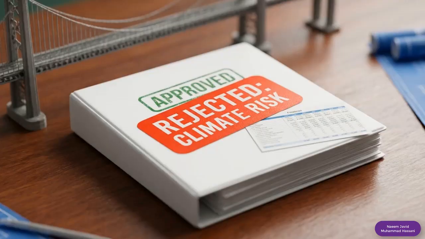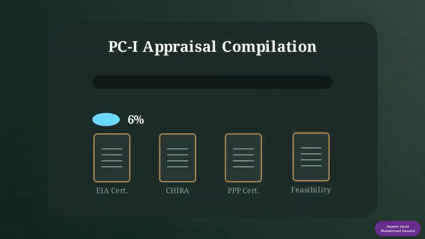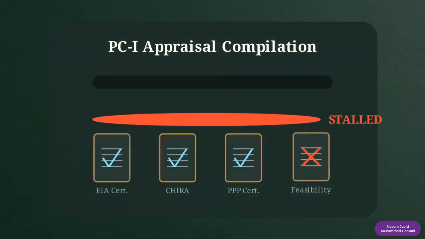Under current guidelines, a proposal that ignores climate resilience is considered incomplete by the approving committees, regardless of its financial or economic arguments. Finally, we reach the compilation stage. You must append 9 mandatory attachments to your PCI. Missing a single certificate will stall the entire appraisal process.